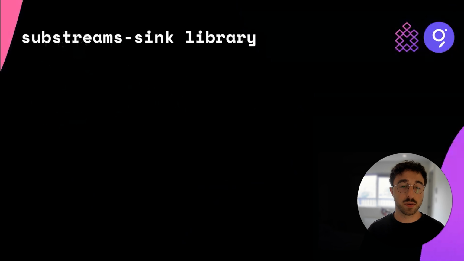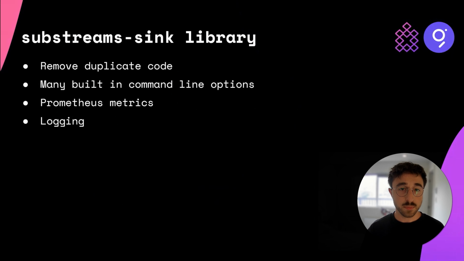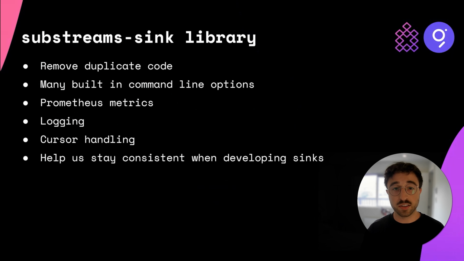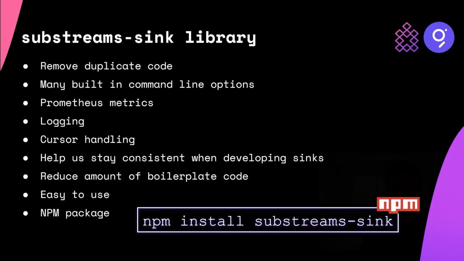So what's the goal of the Substream Sync library? First, it removes duplicate code between the syncs, comes with a bunch of built-in command line options, provides Prometheus metrics, a built-in logger, and handles cursor automatically. It makes it easy to update and stay consistent between our different syncs during development. And like mentioned in the previous slide, it reduces by a lot the amount of boilerplate code when creating a new sync. It's really easy to use, as I'm going to show you in the demo. And it's a public NPM package that you can now use when creating your own syncs.